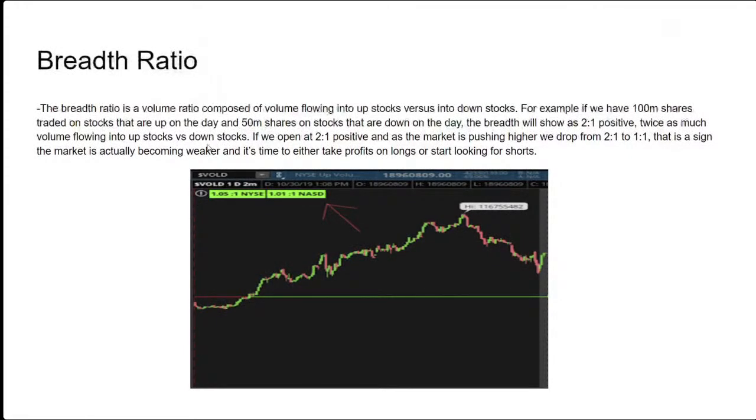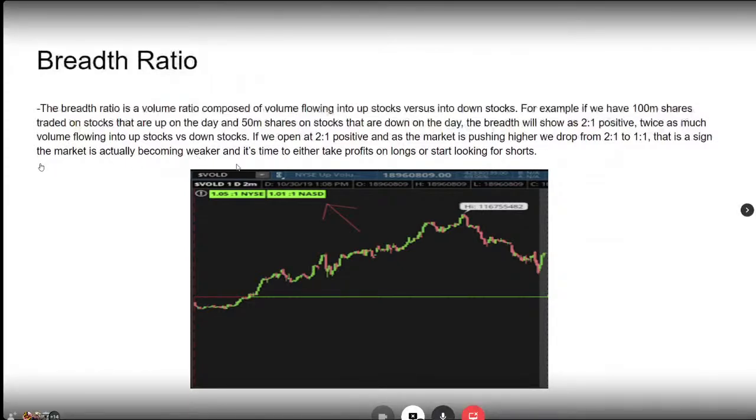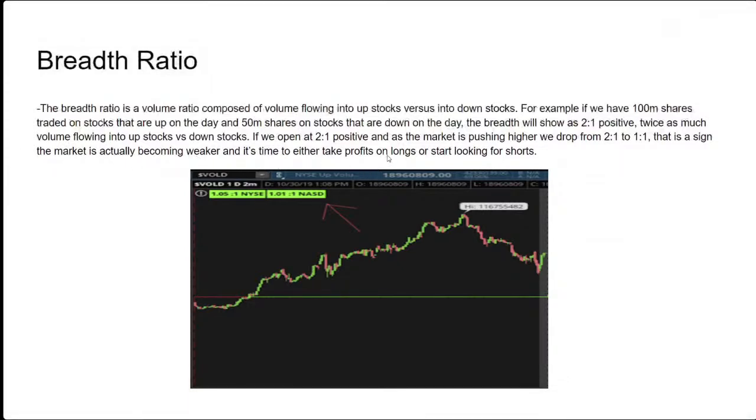Because to have a trend up, you need to have more stocks going up than down. If we have a 2-to-1 positive and the market is pushing higher and we drop from 2-to-1 to 1-to-1, that is a sign that we are getting weaker in the market, and it's time to take profits on longs and start looking for a potential short for a reversal.